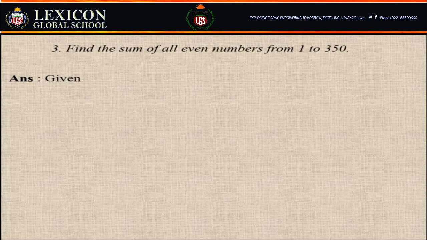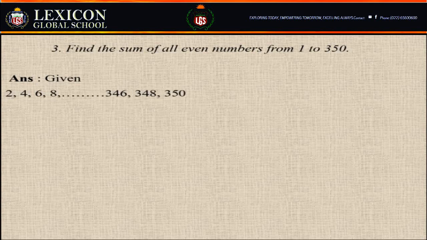Let us consider sum number 3. Your third sum says, find the sum of all even numbers from 1 to 350. As we all know, our even numbers start from 2. So 2, 4, 6, 8 are our even numbers. Since 350 is the last term, what would be the earlier even numbers? 346, 348 and 350.